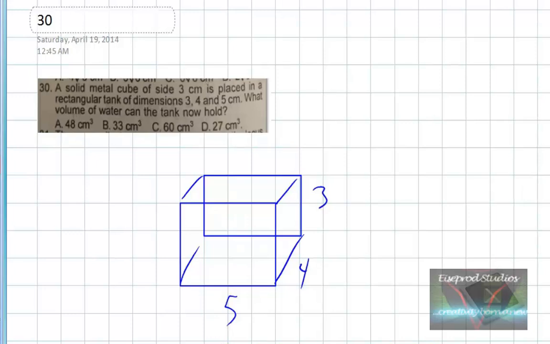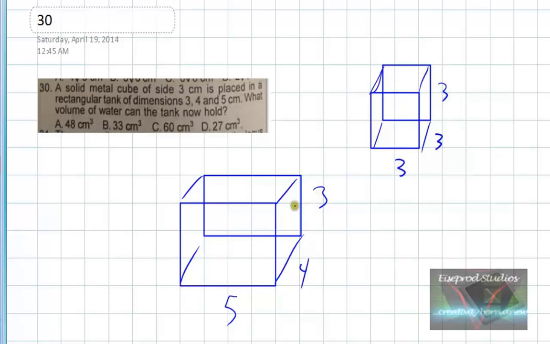And then they told us that we have a solid metal cube. So I'll draw it as best I can, pretending that these lines are straight and not curved as I do them. Okay, that's good enough. So this cube has these dimensions, and this rectangle has these dimensions.